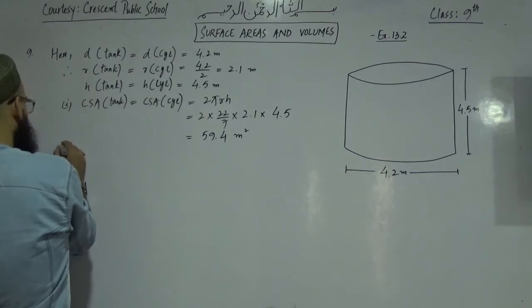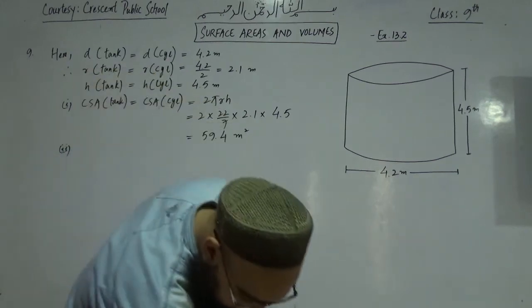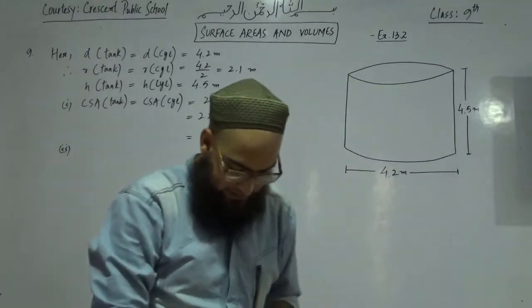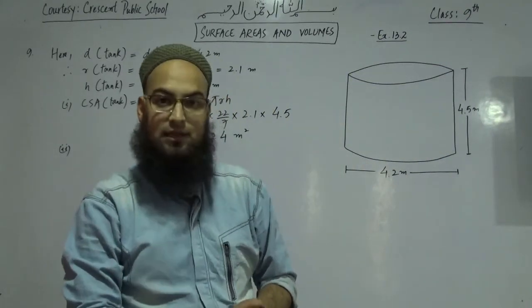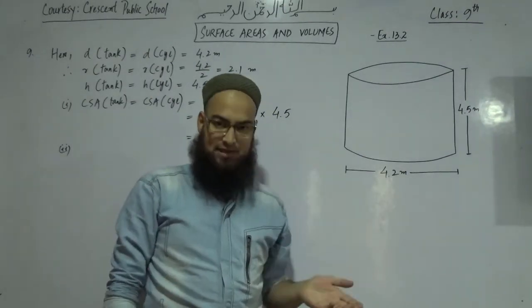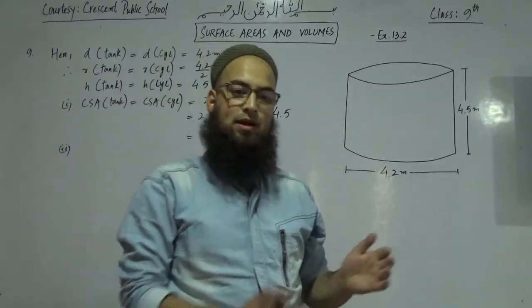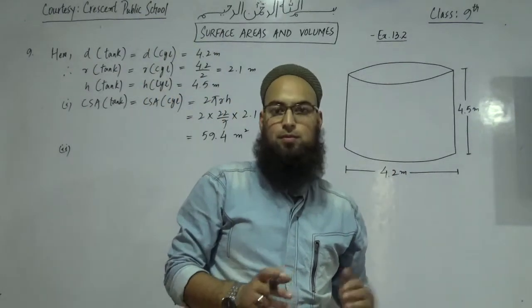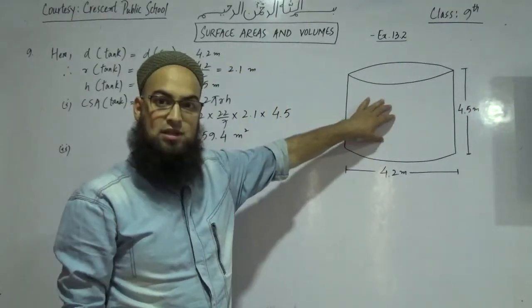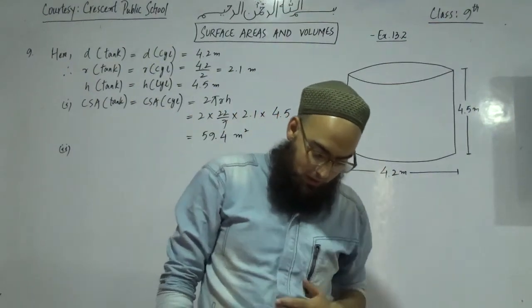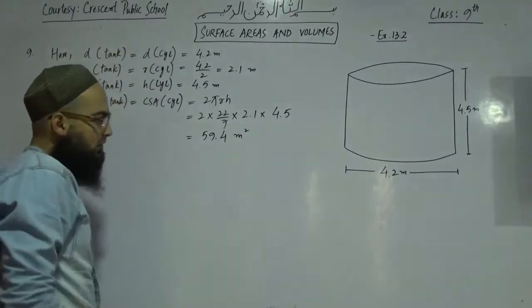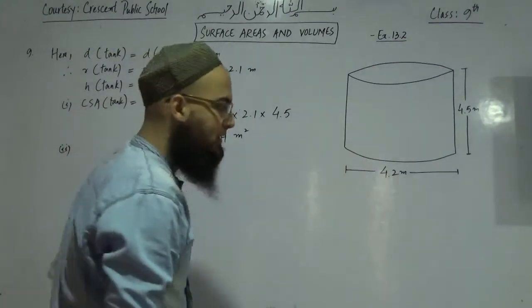Now your second part. Your second part says, how much steel was actually used if 1/12 of the steel actually used was wasted in making the tank? Since it's a closed cylindrical tank, when it is made, the total steel used will be the total surface area of this tank, yes. But 1 by 12 is the wastage of the steel. So let us see this way. What we can do, we can first find the total surface area of this tank.